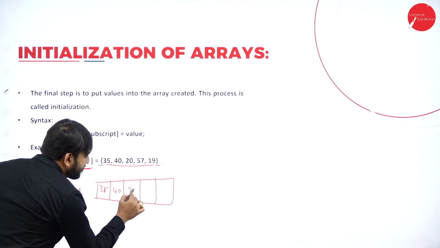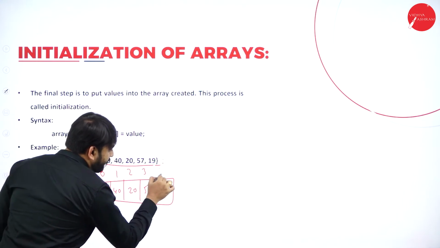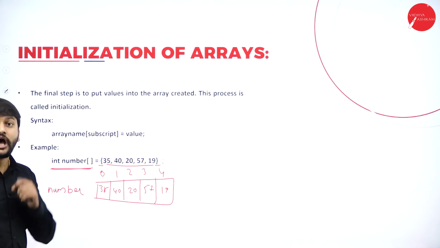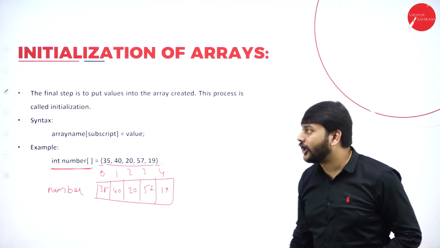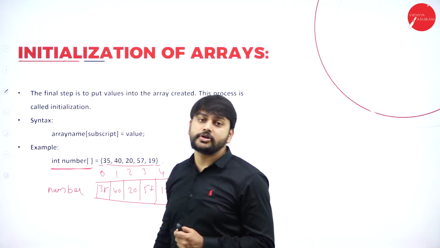35, 40, 20, 57 and 19. Indices 0, 1, 2, 3, 4. So this is the array that you are going to create like this. This is how we initialize the value. So I think you got the fair idea with respect to one-dimensional array.